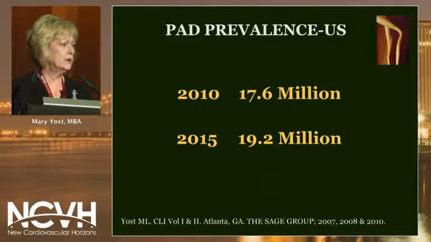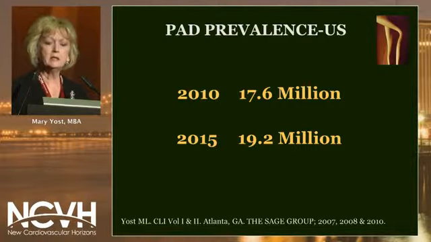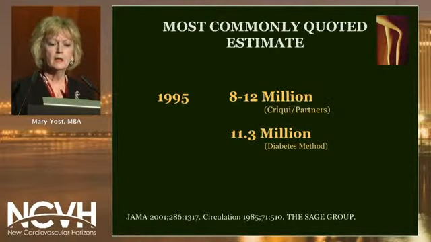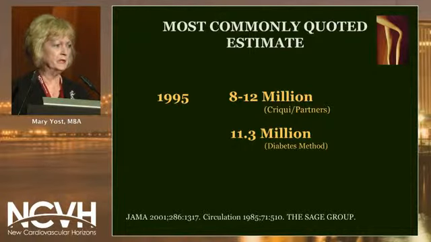In 2010, according to the diabetes method, approximately 17.6 million people had PAD. By 2015, we're estimating 19.2 million. Now, 18 to 19 million is a lot higher than the most commonly quoted 8 to 12 million.